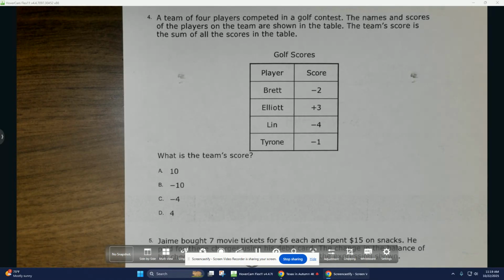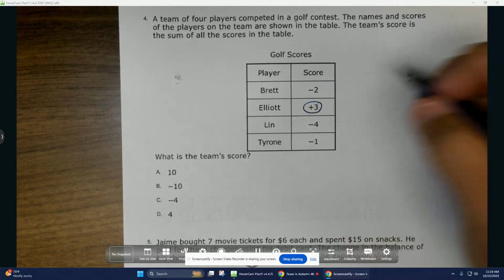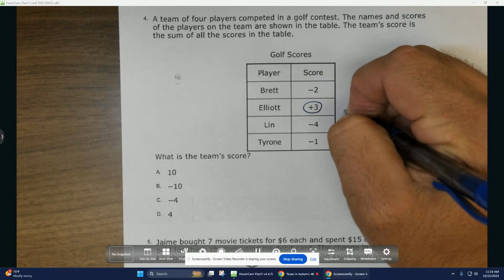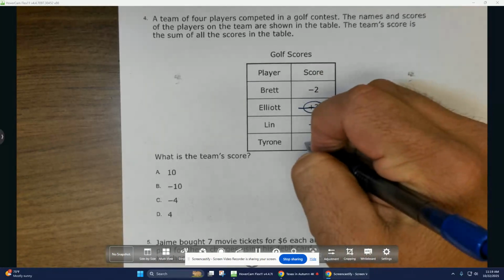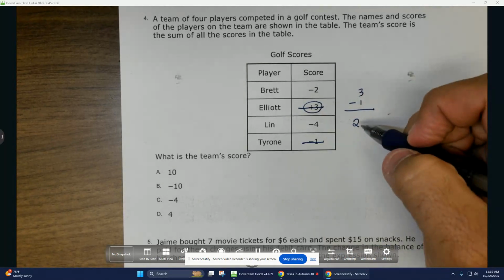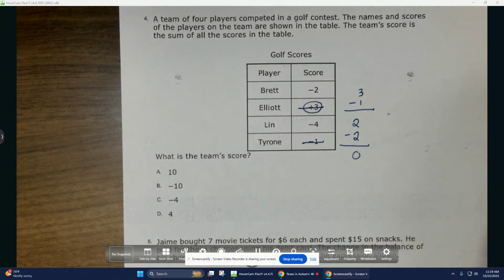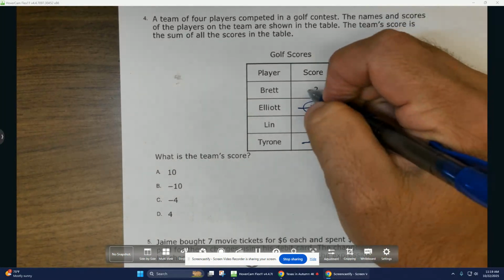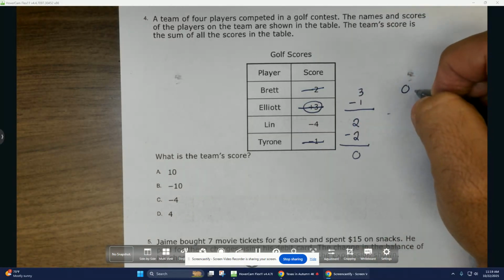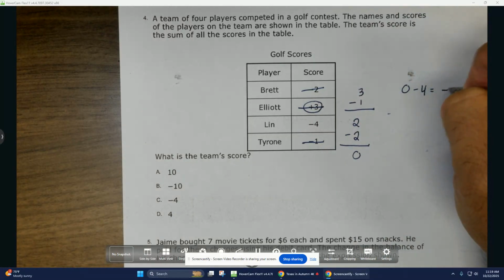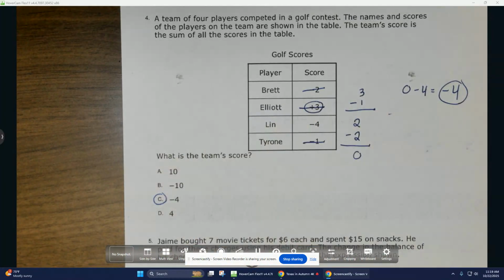Now, guys, I would start with the positives. 3. What is 3 minus 1? Well, that's 2. So I've used the 3 and I've used the minus 1. Now, what is 2 minus 2? Well, that's 0. Where'd you get the minus 2 from? Right here. Well, now if you have 0 and you subtract 4, you would have negative 4. That's your answer. You're done.